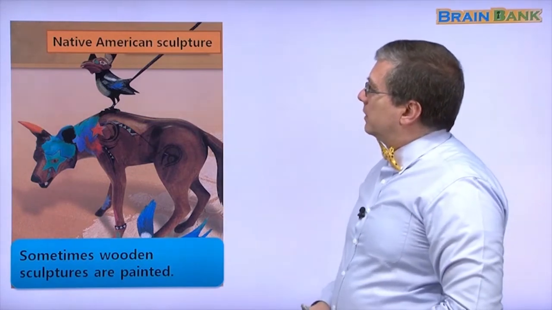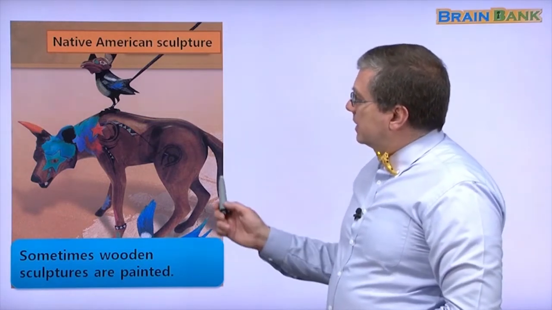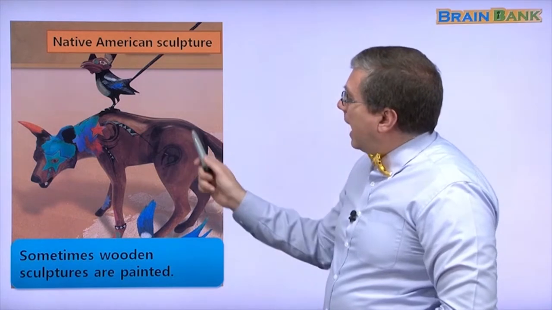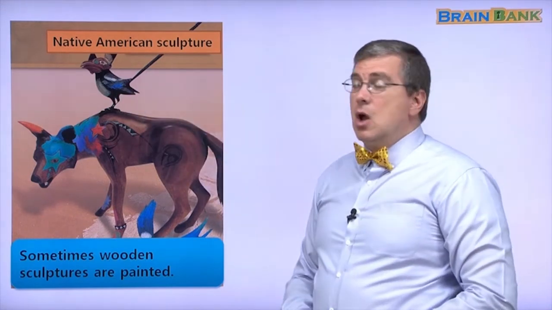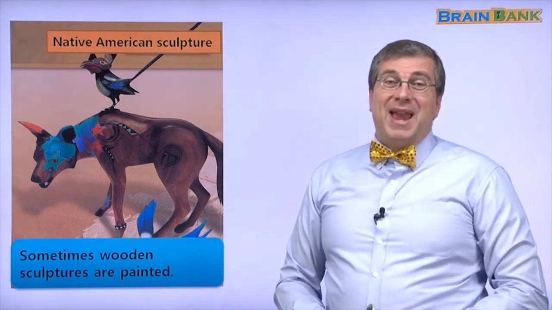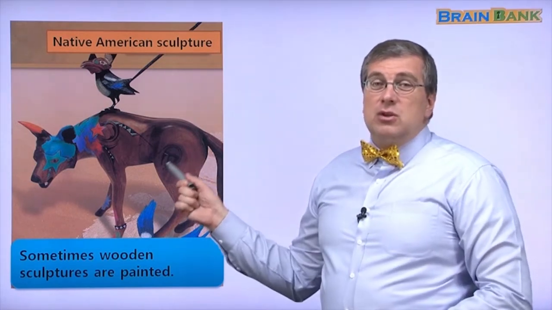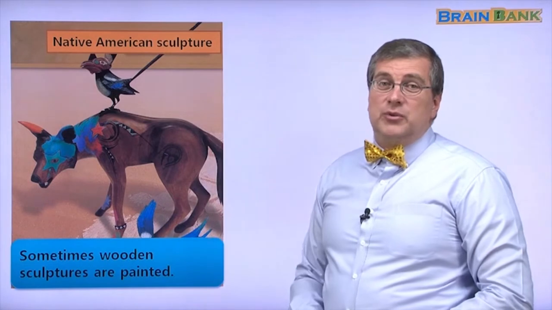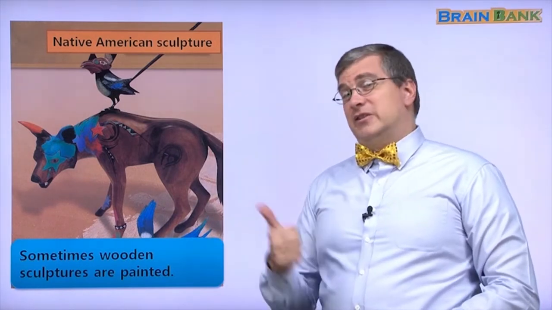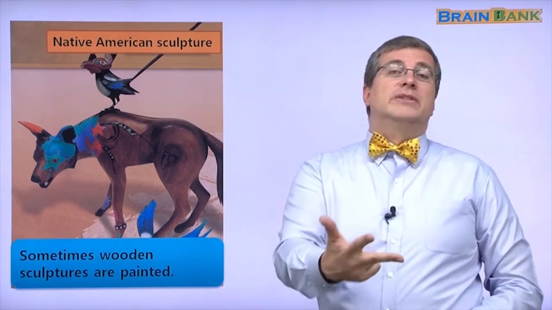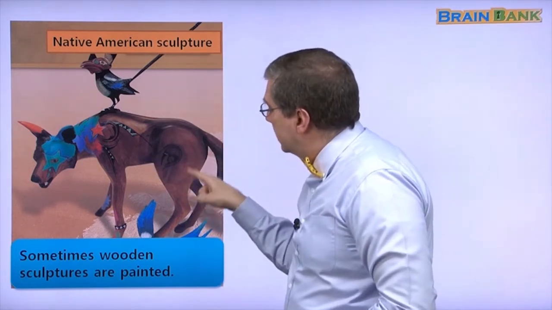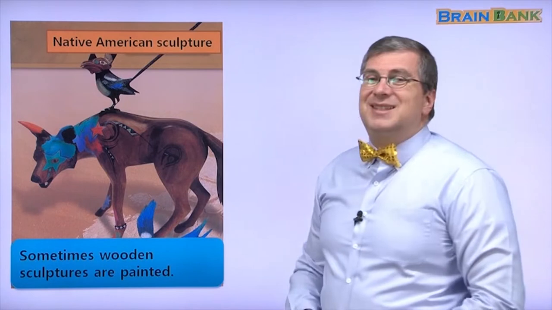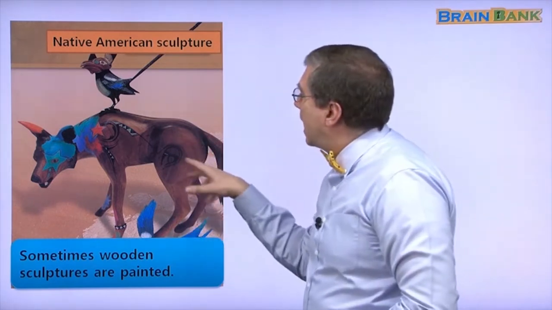Look at this picture. What do you see? You see a dog. And you see a bird standing on the dog. What is the material used to make these sculptures? Is it stone? Is it clay? Or is it wood? If we look closely, we can see it's wood because we can see the texture.